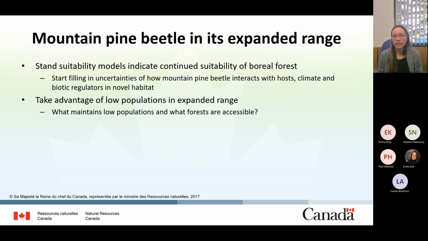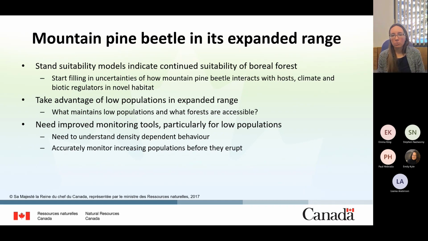We also need to take advantage of these low populations in the expanded range to control them. So we need to understand what maintains these low populations and what forests are actually accessible to them, because our forest structure, especially in jack pine, is different from that of lodgepole pine. So how does that impact how mountain pine beetle may access those jack pine forests?